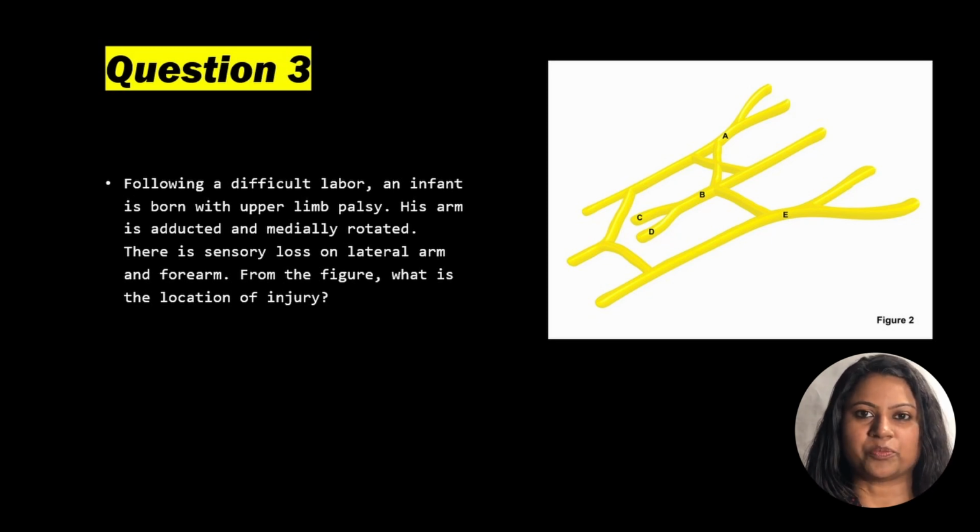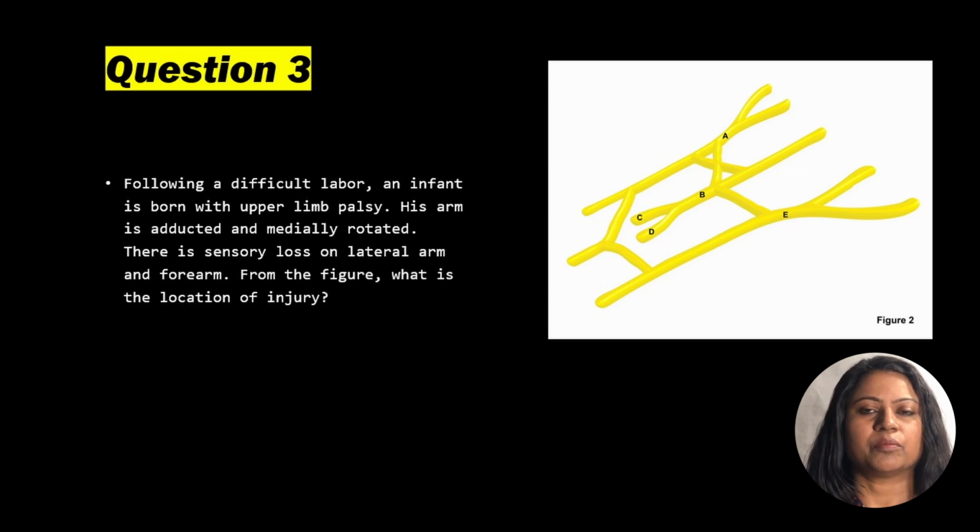Correct answer is option A, which stands for the superior trunk of brachial plexus that is formed by nerve roots C5 and C6. This infant is suffering from Erb-Duchenne palsy and presents with what is called a waiter's tip deformity, where the arm is adducted and medially rotated. There is sensory loss in the musculocutaneous nerve distribution.